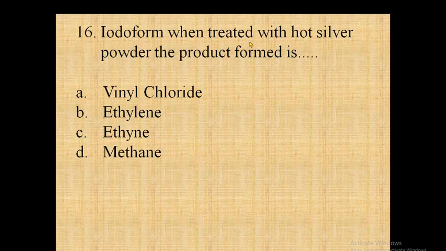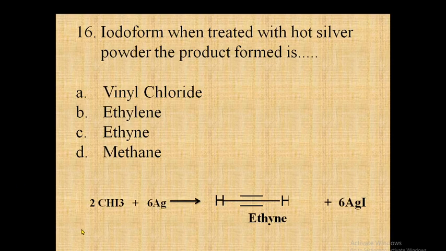Now when iodoform is treated with hot silver powder, what will be the product? Vinyl chloride, ethylene, ethine or methane. So, an interesting one. Let's see the reaction of iodoform with hot silver powder. As iodoform is treated with the silver, obviously you have to heat this. This silver will react with the iodoform to form 6 moles of silver iodide. The remaining CH groups from the iodoform will self-condense to form ethine as a product. So the answer C will be correct.